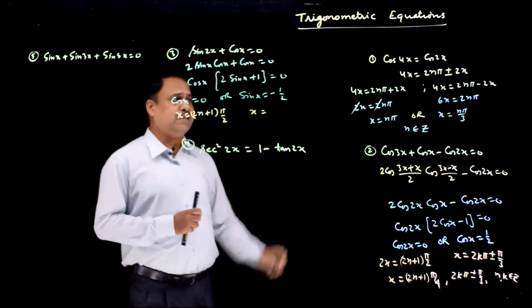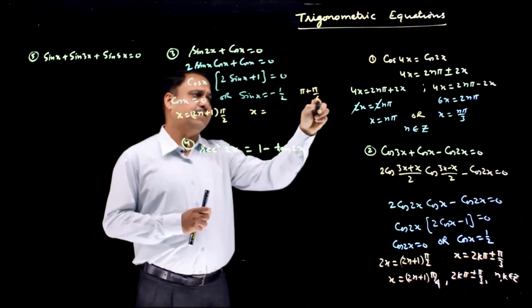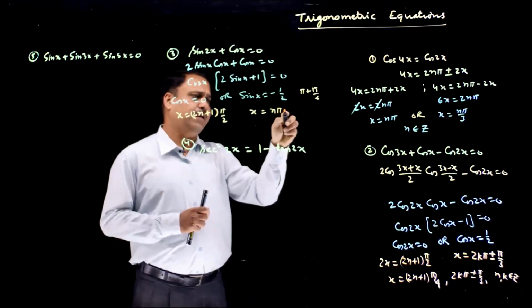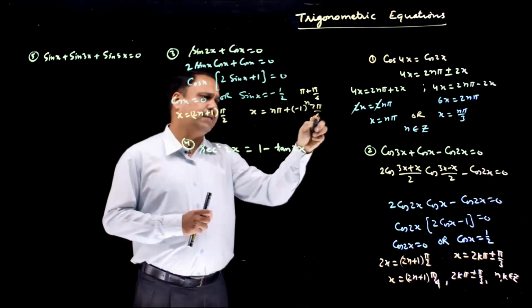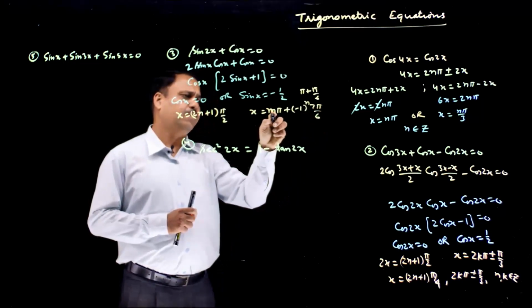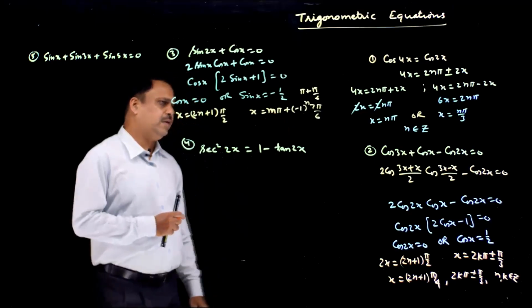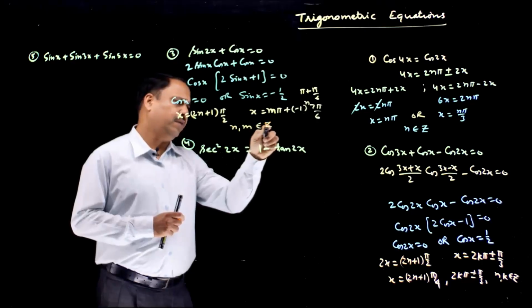and from here, sin x is equal to minus half: pi plus pi by 6, third quadrant, 7 pi by 6. So x is equal to n pi plus minus 1 raised to power n into 7 pi by 6. And instead of n, you can take this m separately. There may be two different values. So where n and m belong to set of integers.